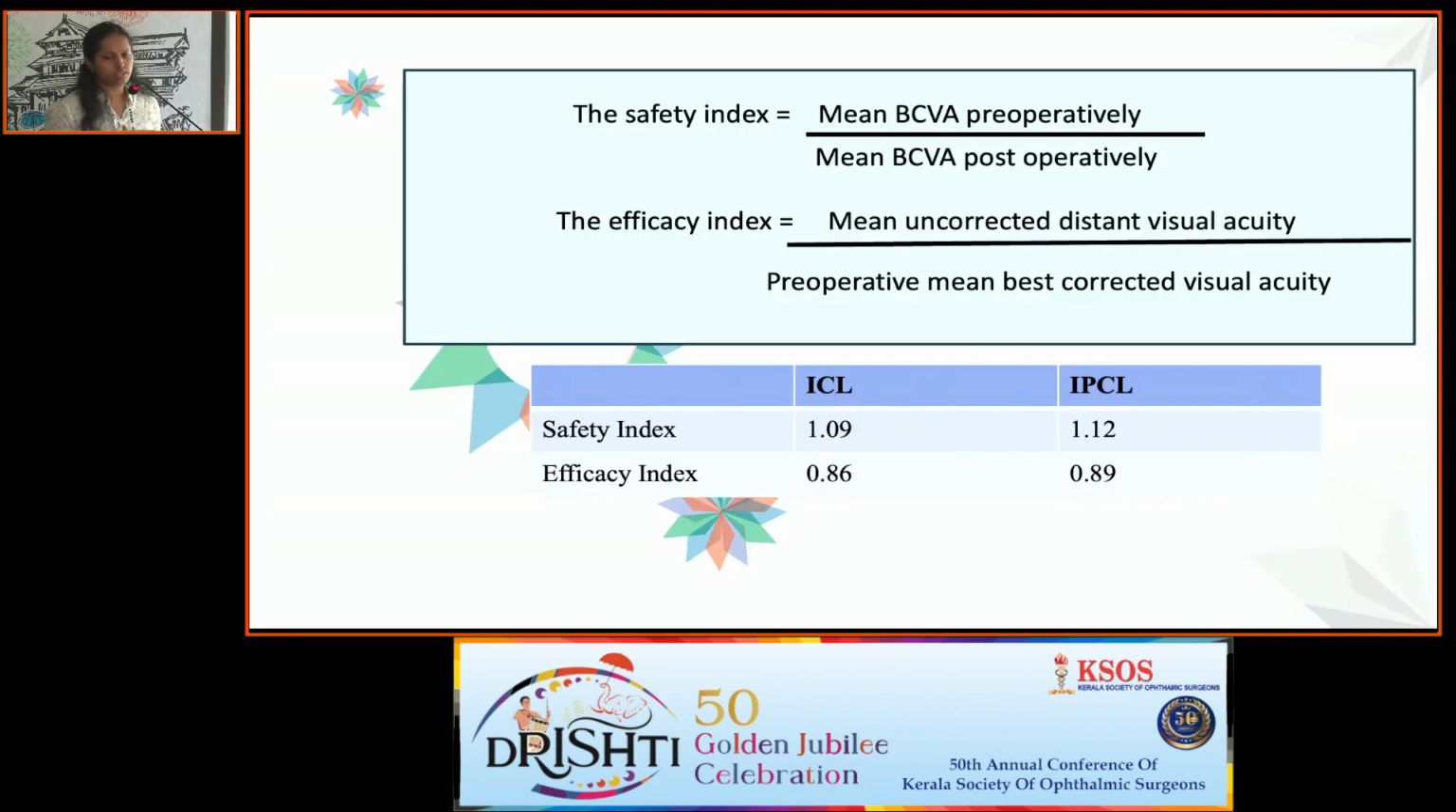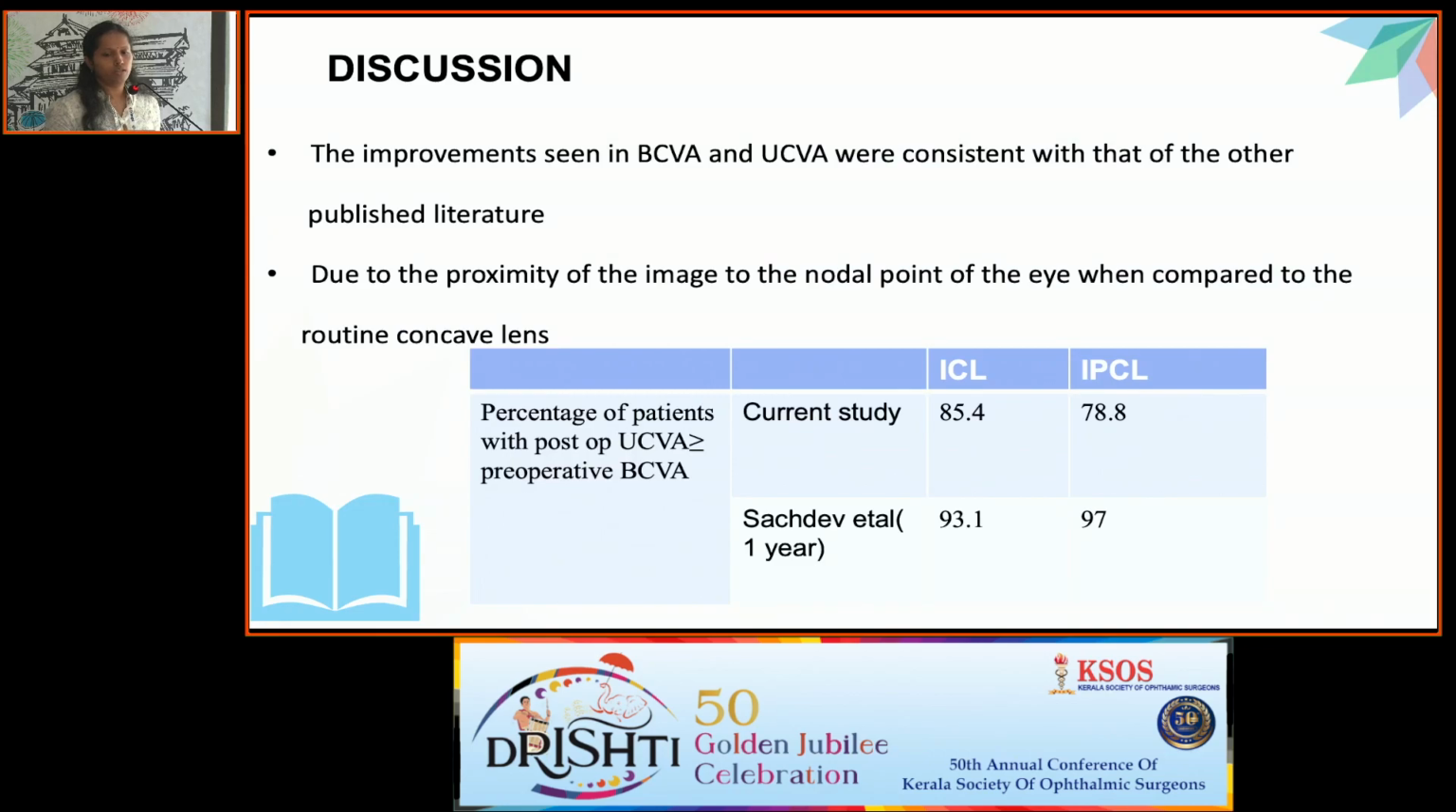The safety index, which is the ratio of the mean postoperative BCVA to the preoperative BCVA, was 1.09 in the ICL and 1.12 in the IPCL. The efficacy index, which is the ratio of the mean postoperative UCVA to the preoperative BCVA, was 0.86 in the ICL and 0.89 in the IPCL group. The improvement seen in BCVA and UCVA was consistent with the published literature.